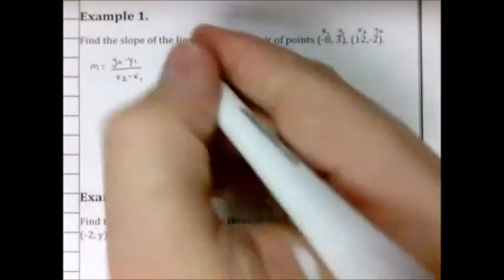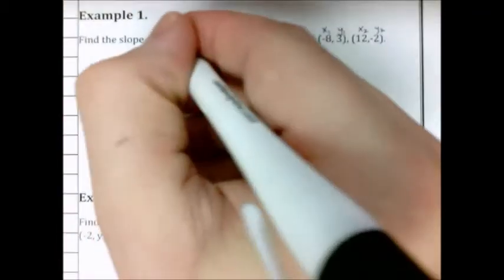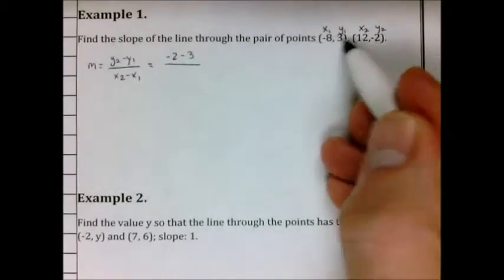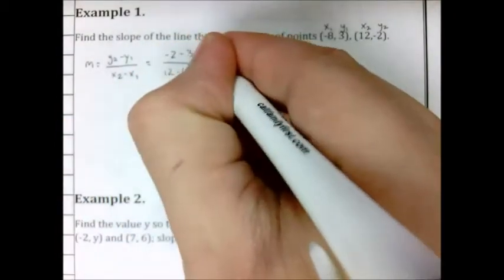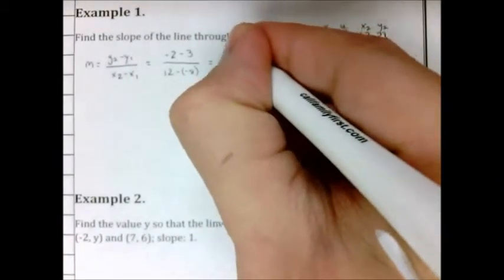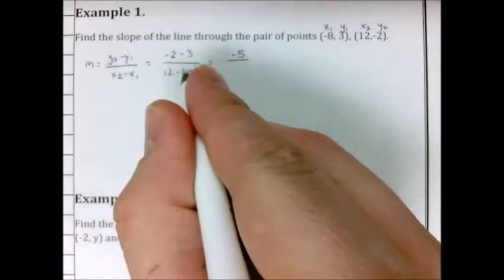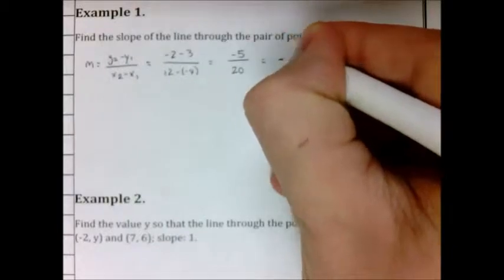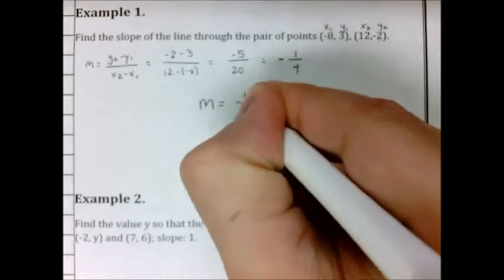So now we just plug those into our formula. Remember, it's y2 minus y1, so negative 2 minus 3, divided by our x2, 12, minus our x1, negative 8. So 12 minus a negative 8. Negative 2 minus 3 is negative 5. And 12 minus a negative 8, remember if you're subtracting a negative, that means you're adding it. So 12 plus 8 is 20, and this fraction reduces to negative 1/4. So our slope, m, is equal to negative 1/4.